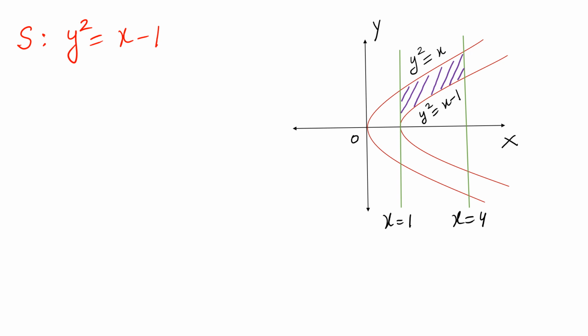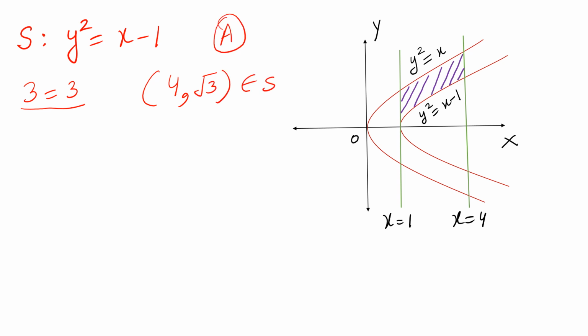Now we check the first two options. The first option says point 4 comma root 3 belongs to S. Now when I put x as 4 and y as root 3 in this equation, I get 3 equal to 3, which is correct. So this means point 4 comma root 3 belongs to S. That means option A is correct.